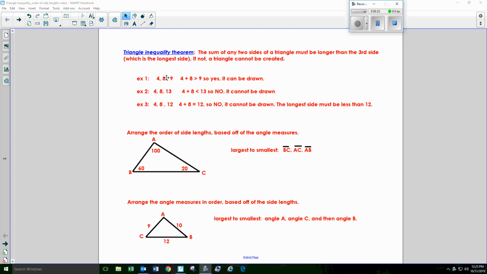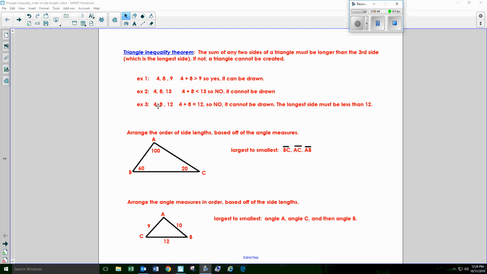4, 8, and 9. Take the two smallest. The sum of them, 4 plus 8, must be greater than the third side, which is the longest side. 12 is greater than 9, so yes, it can be drawn. 4 plus 8 is less than 13. Remember, it has to be greater than, so it cannot be drawn.